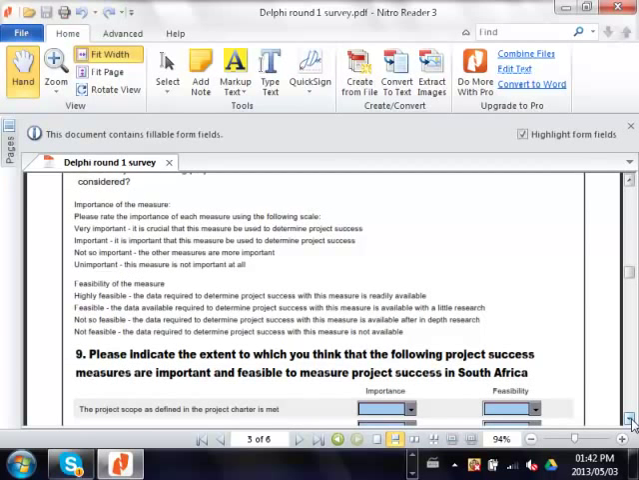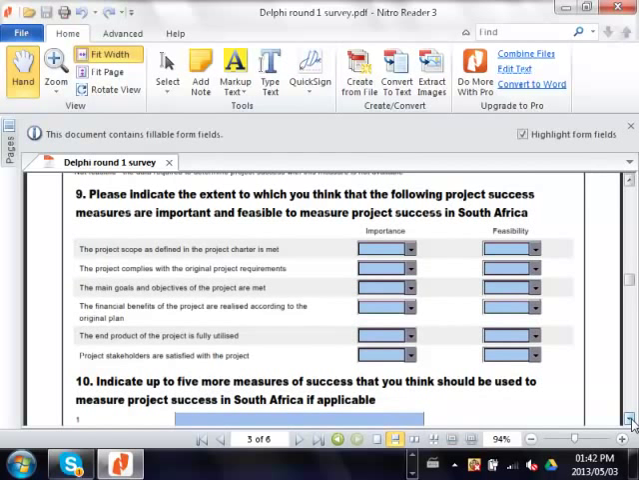And then you can see here what we did was we did the focus group, and in the focus group, these were the measures of success that we came up with. So the project scope as defined in the project charter is met. We said that was an important factor. At the end of the project, you measure whether the scope that was defined in the project charter has been met. So we talked about importance: how important is it that we do that? And then we also said how feasible is it to do that?